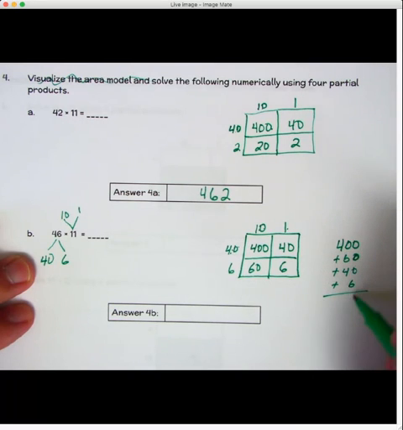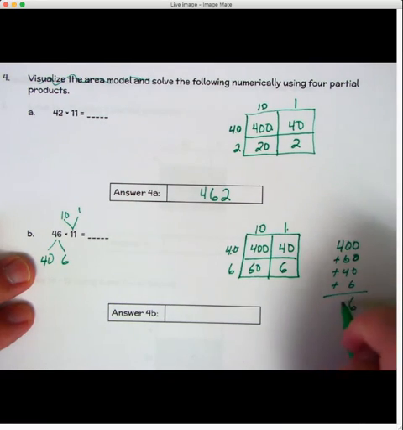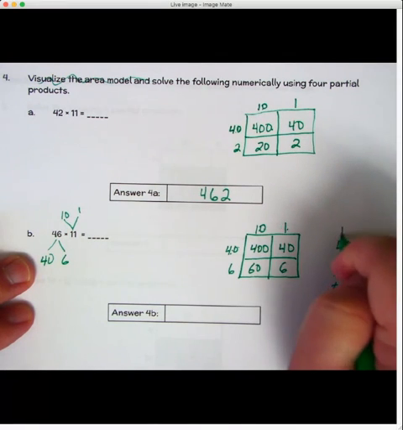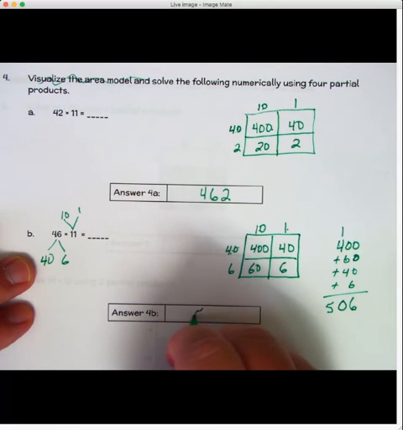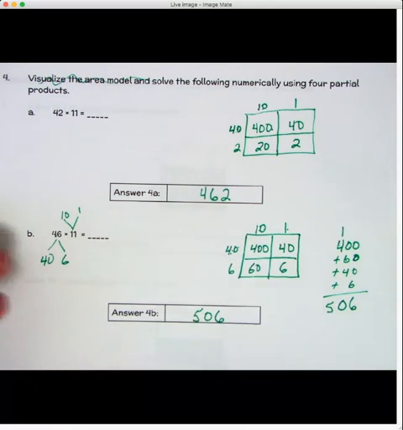0 plus 0 plus 0 is 6. 0 plus 6 plus 4 is 10. 0 down, carry our 1. 1 plus 4 is 5. So our answer on this last one is 506. I bet you're going to make a 100 on today's assignment.